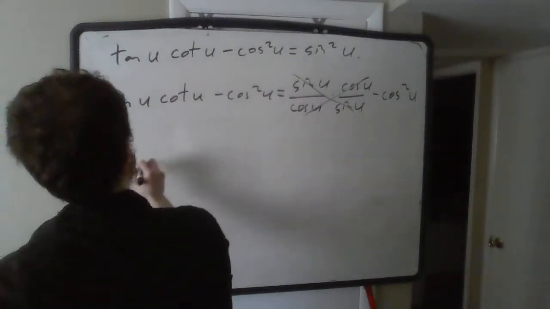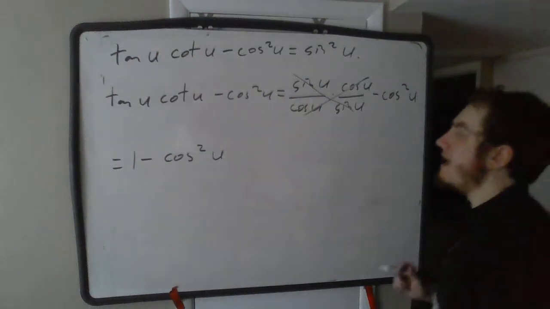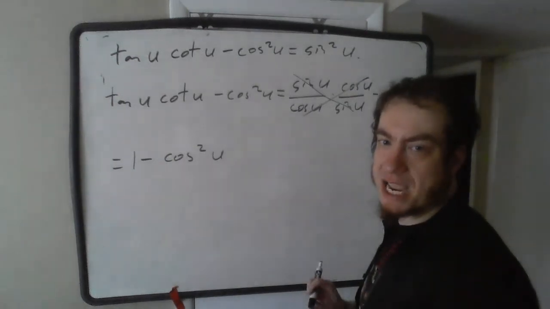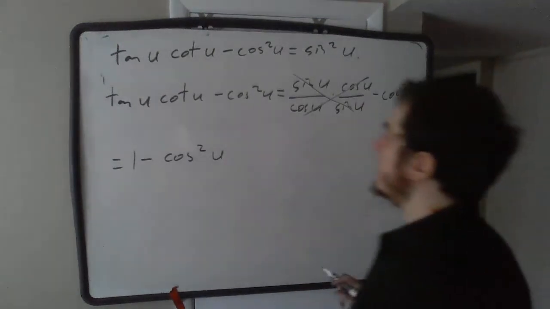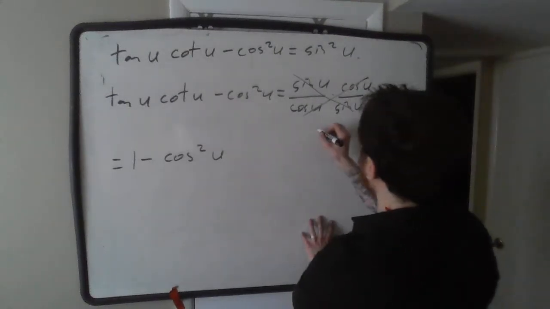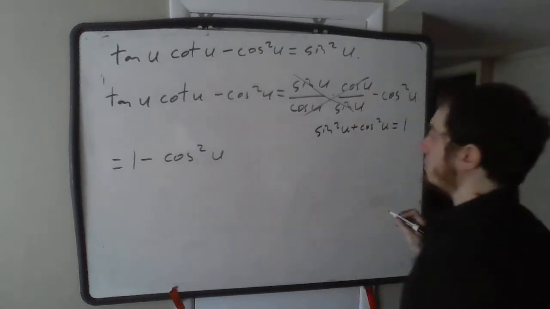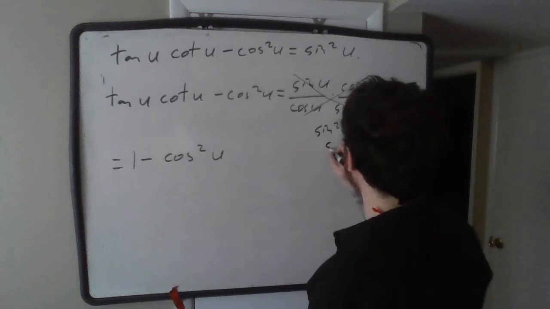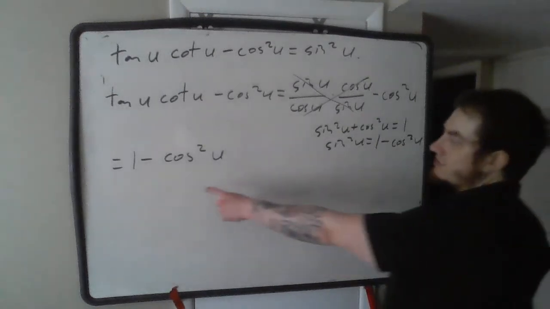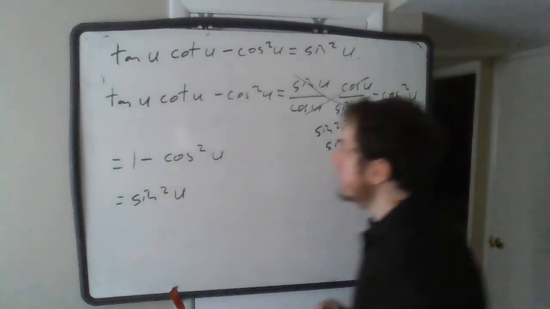So we end up with 1 minus cosine squared u. Now, we need to go back and think about the Pythagorean identity for a moment. One of the things that we know is that the Pythagorean identity tells me that sine squared u plus cosine squared u is equal to 1. But that actually means that sine squared u is 1 minus cosine squared u. So when I see this 1 minus cosine squared u, I can replace this with sine squared u.